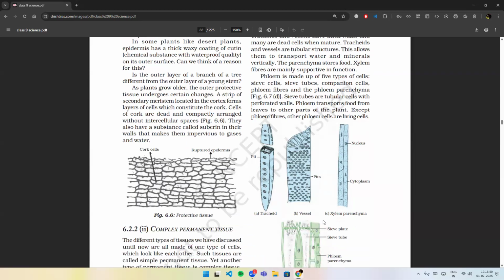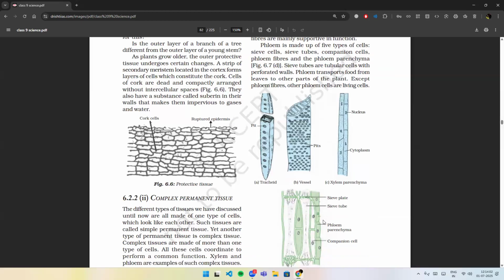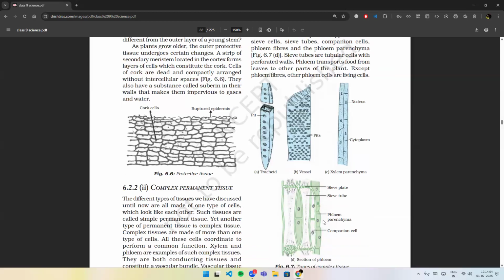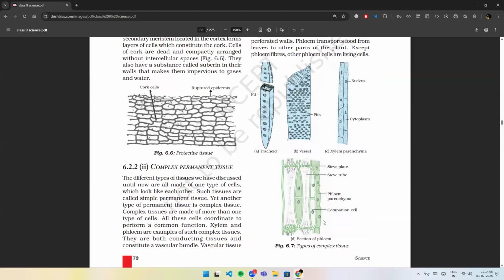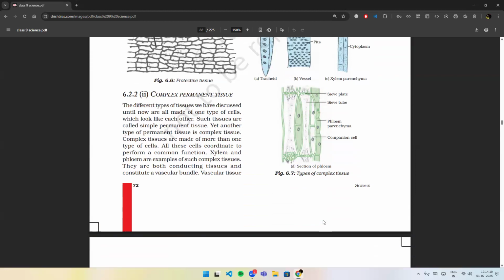Phloem is made up of 5 types of cells: sieve cells, sieve tubes, companion cells, phloem fibers, and the phloem parenchyma. Sieve tubes are tubular cells with perforated walls. Phloem transports food from leaves to other parts of the plant. Except phloem fibers, all phloem cells are living cells.